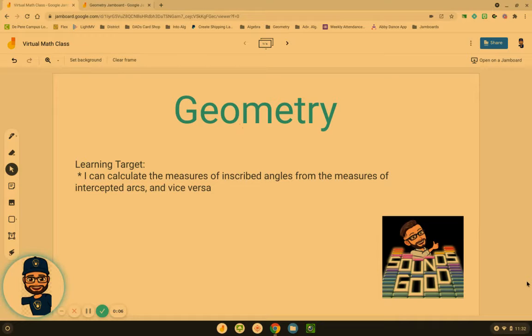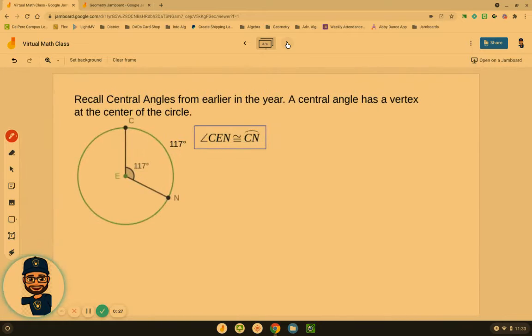Today we're going to look at calculating the measures of something called inscribed angles. Can we find the measure of inscribed angles using the measures of intercepted arcs and vice versa? Can I take that arc and go back to an inscribed angle? Now, in order to understand this, we have to go back to something we talked about at the beginning of the year with arcs and angles.